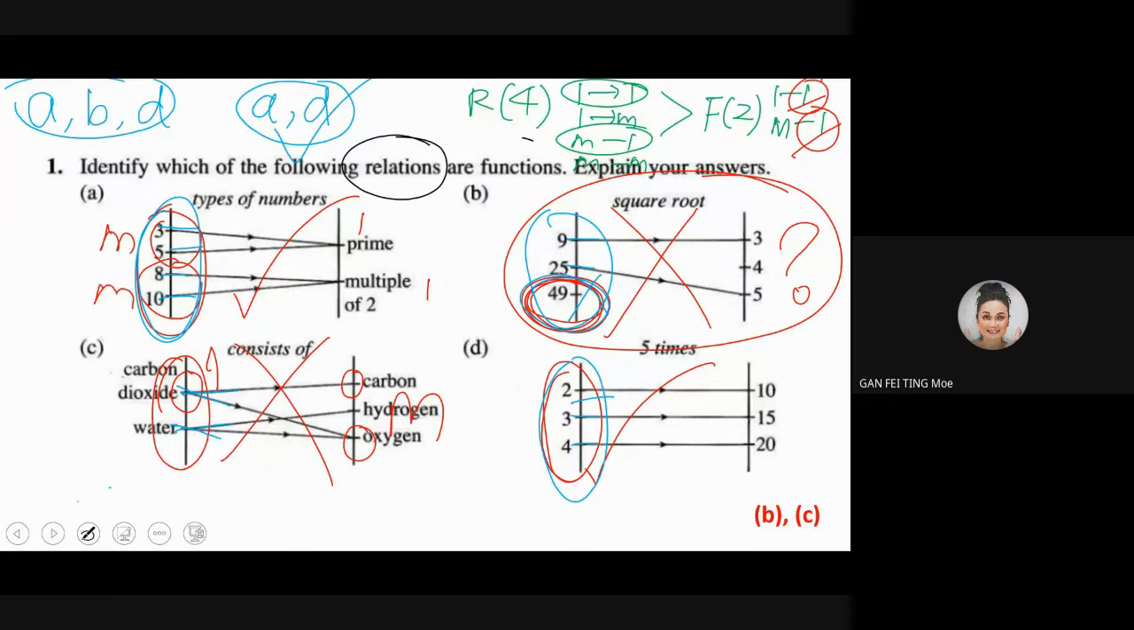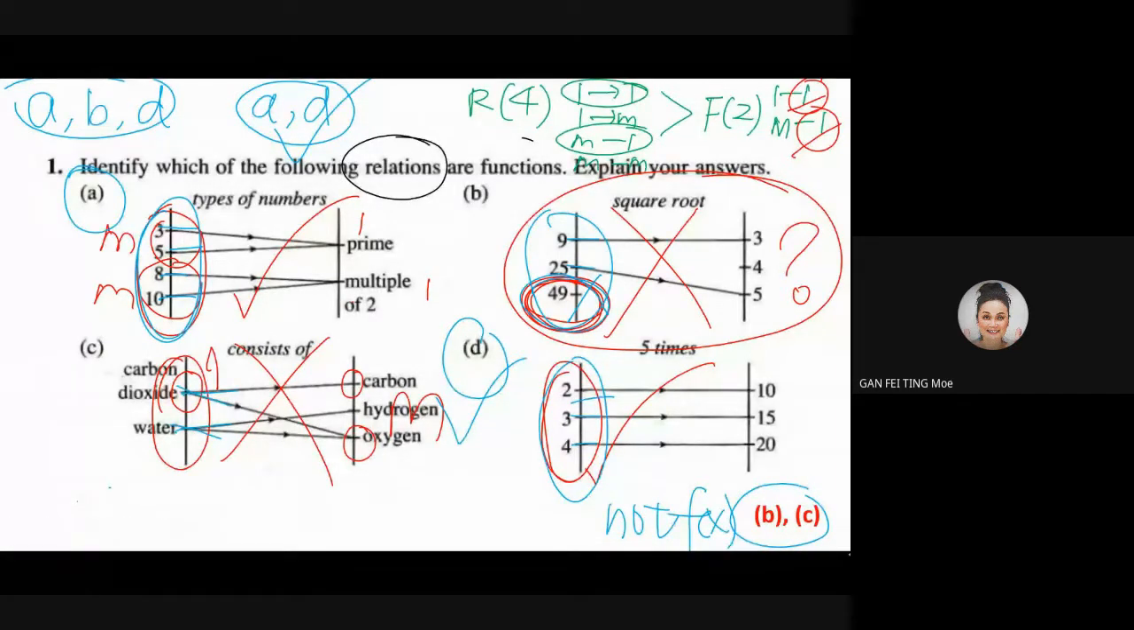Or these are, which of the following, I terbalik the question. Which of the following, I terbalik the question, B and C. So A and D are function. Okay, A and D are function. This answer is not function. Terbalik. I jawab soalan.